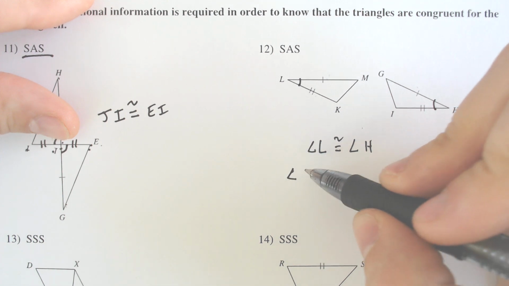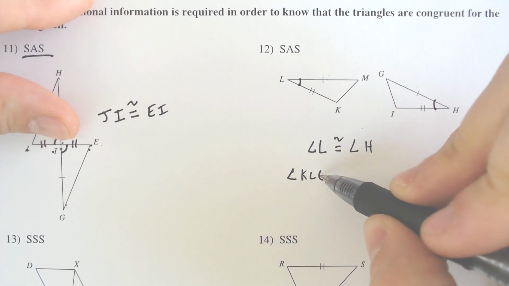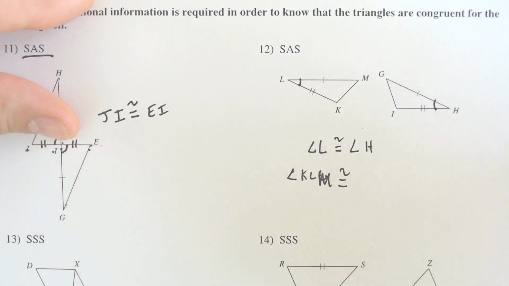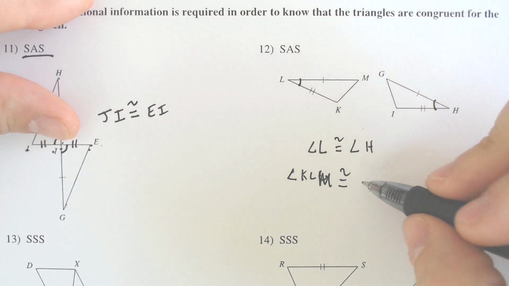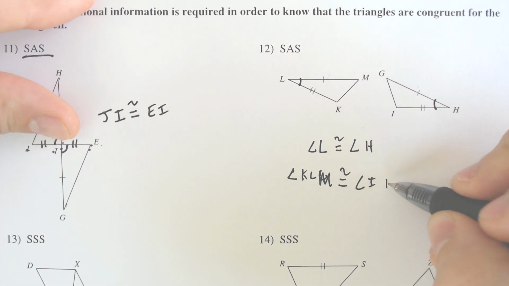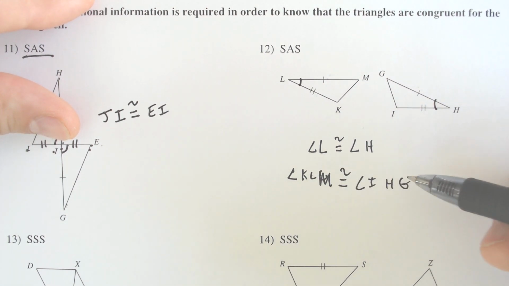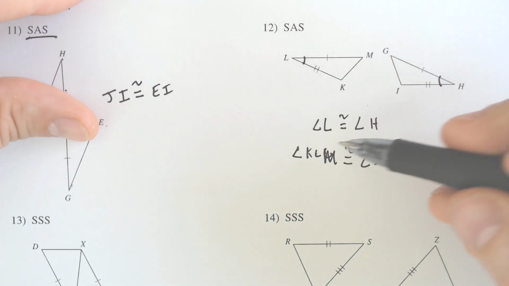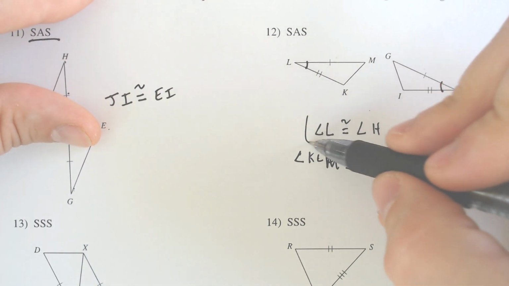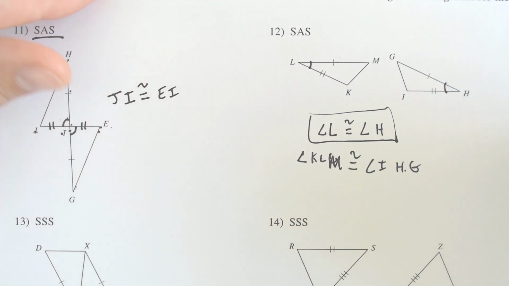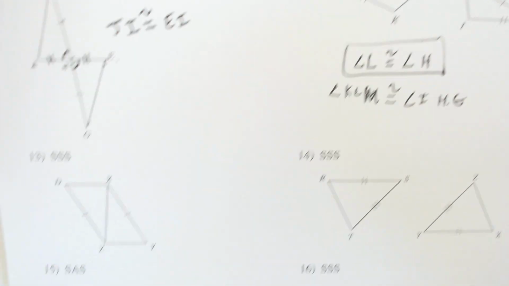You could also write angle KLM must be congruent to angle IHG, where the L and the H are kind of in between. This is probably a more exact version, but I'm okay with this top one for this case. In some cases, you can't get away with that.